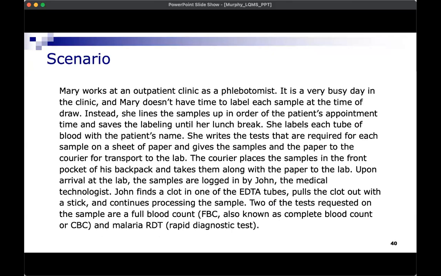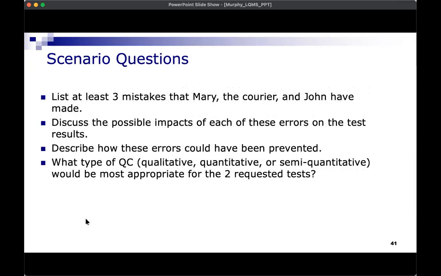The courier places the samples in the front pocket of his backpack and takes them along with the paper to the lab. Upon arrival at the lab, the samples are logged in by John, the medical technologist. John finds a clot in one of the EDTA tubes, pulls the clot out with a stick, and continues processing the sample. Two of the tests requested on the sample are a full blood count, or FBC, also known as a complete blood count, or CBC, and malaria RDT, or rapid diagnostic test. So that's the scenario. And the questions that I asked you to think about are: list at least 3 mistakes that Mary, the courier, and John have made.